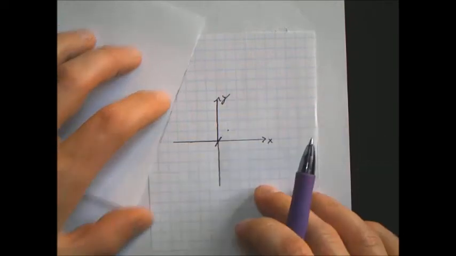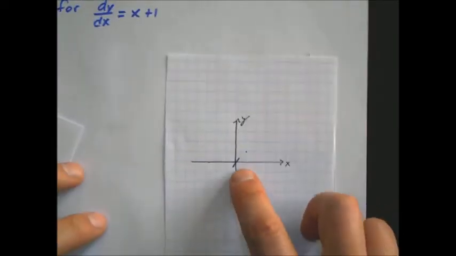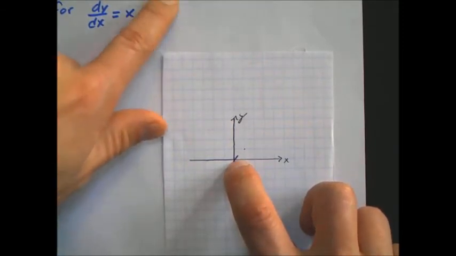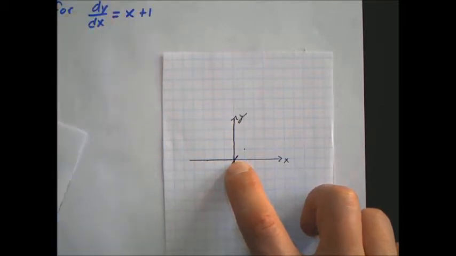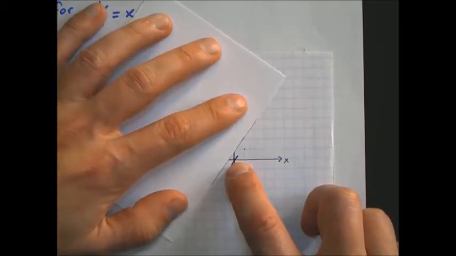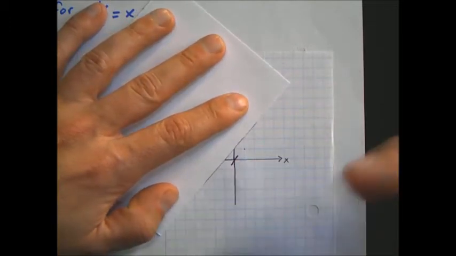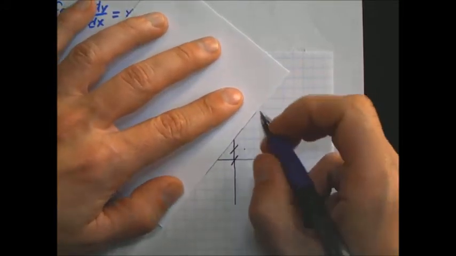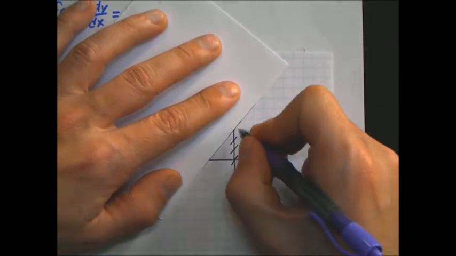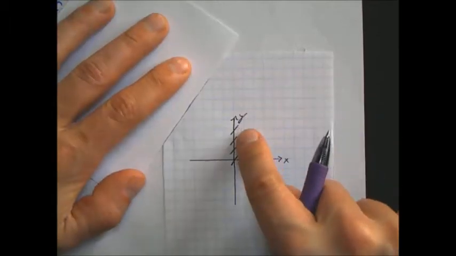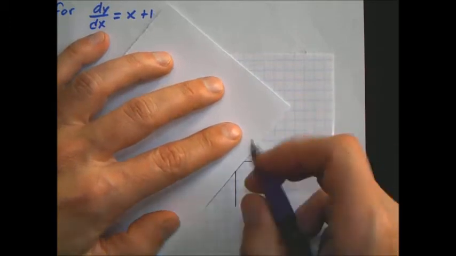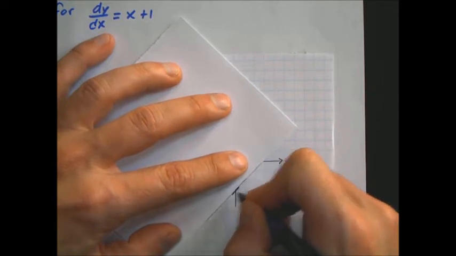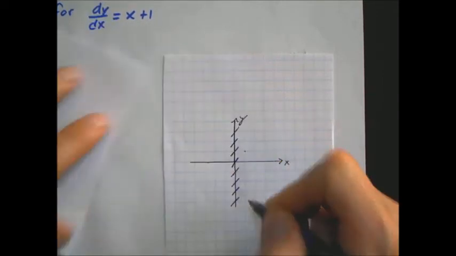Anytime I have an x coordinate of 0, 0 plus 1 is going to be 1, so all these slopes are going to be equal to 1. So I'm going to angle the next one up, and that's going to have a line segment slope of 1, and the next one up is going to have a slope of 1. So all these along this line have a slope of 1.